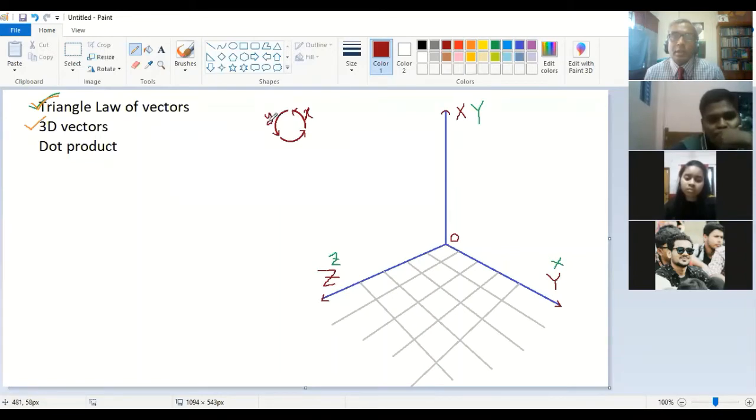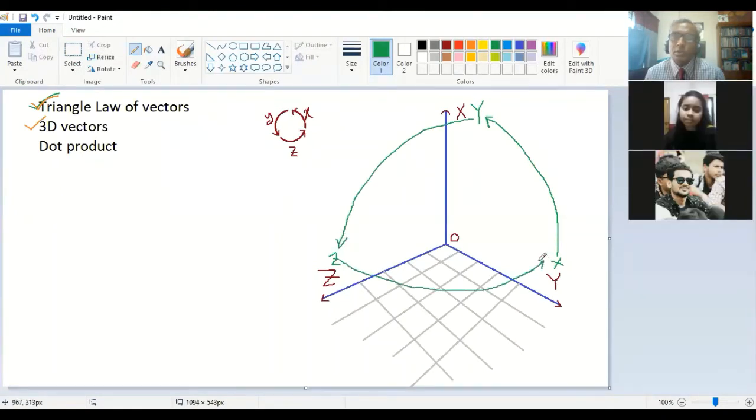Anti-clockwise means it will rotate like this: x to y, then y to z, then z to x. So if you think about the green color one, x to y, and then y to z, and z to x. So it is possible. The ZX theory, yes. So it is possible.